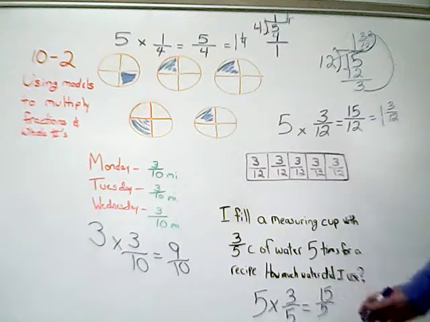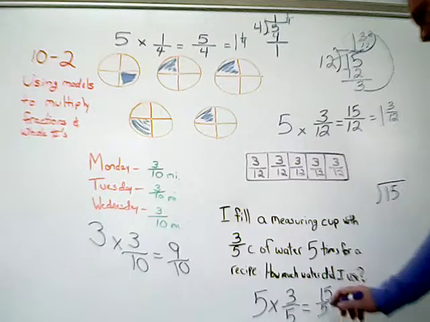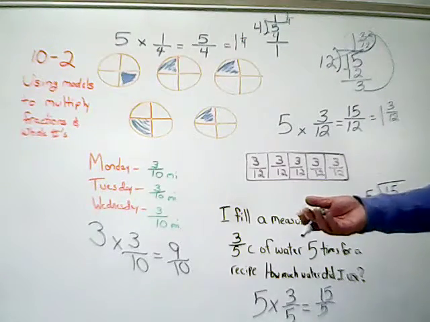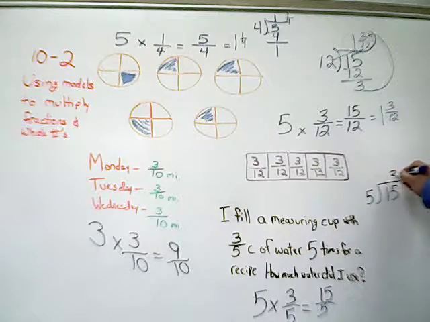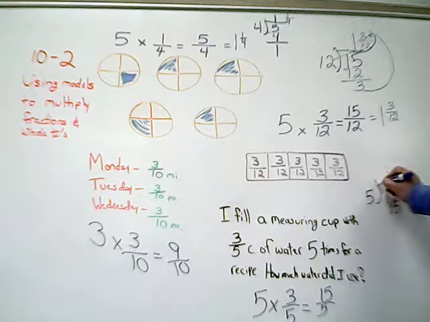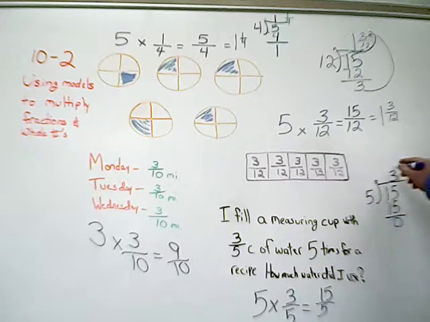Again, an improper fraction. So what I'm going to do is put my numerator as my dividend. My denominator becomes my divisor, and I'm going to do some simple division. 5 goes into 15 3 times. 3 times 5 is 15, and I'm left with no remainder. So what this means is that I used 3 full cups of water for my recipe.